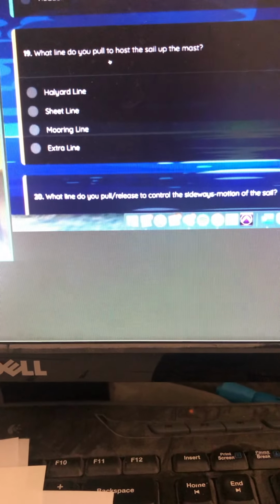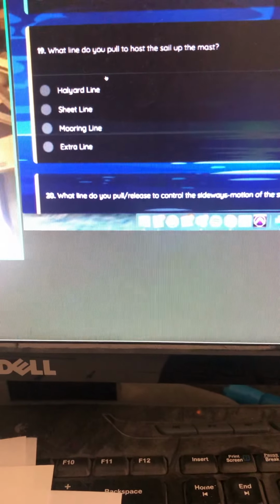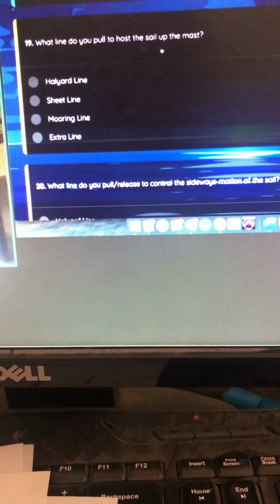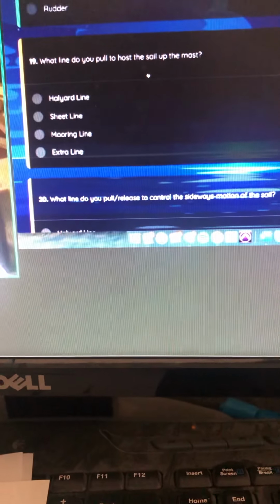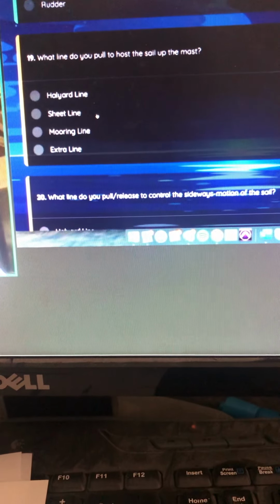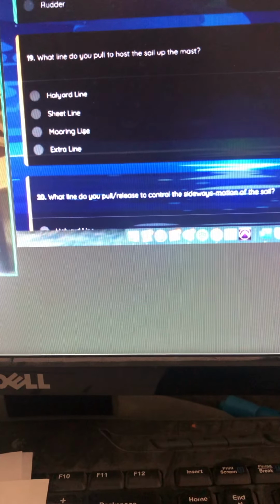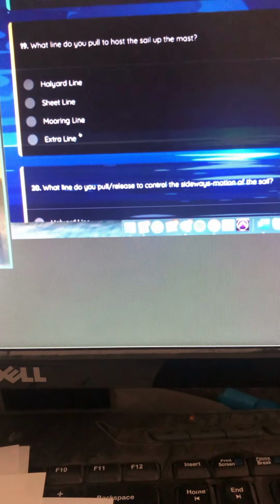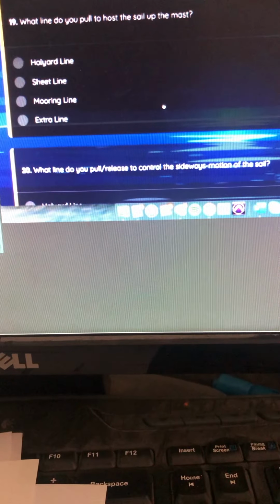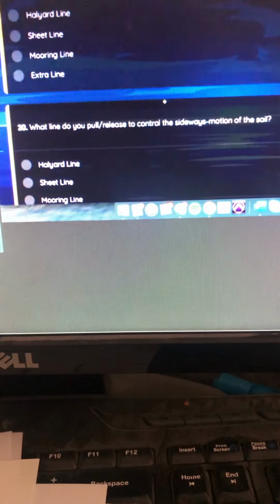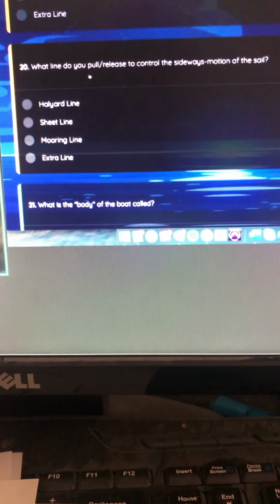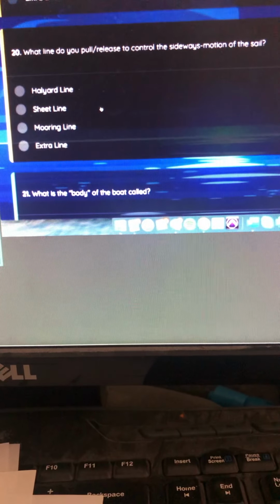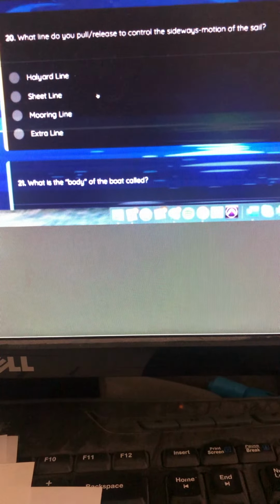All right, so this one I touched on. What line do you pull to hoist the sail up the mast? That one is your halyard line. This first one right here. Like I said, your halyard line hoists your sail, so the H's go together, halyard and hoist. Your sheet line is what pulls your sail sideways in and out. We didn't talk about mooring lines, so I wouldn't expect you to know what those are. Even though it's always good to have extra line on your boat, that's not what you would normally use to hoist the sail up the mast. All right, what line do you pull or release to control the sideways motion of the sail? Like I mentioned in the last question, that is your sheet line. Your sheet line is what controls your sail sideways.